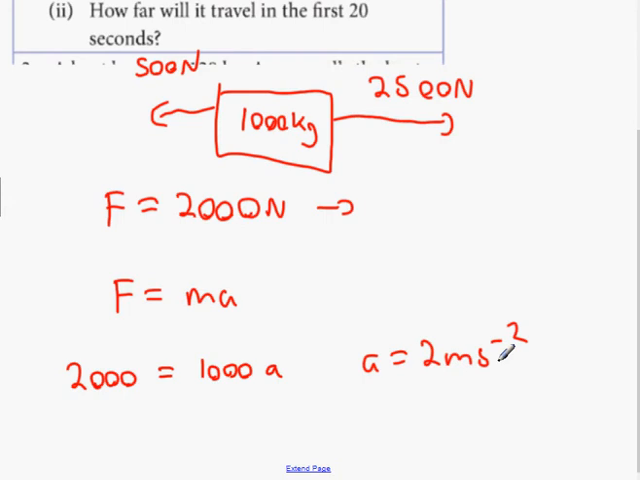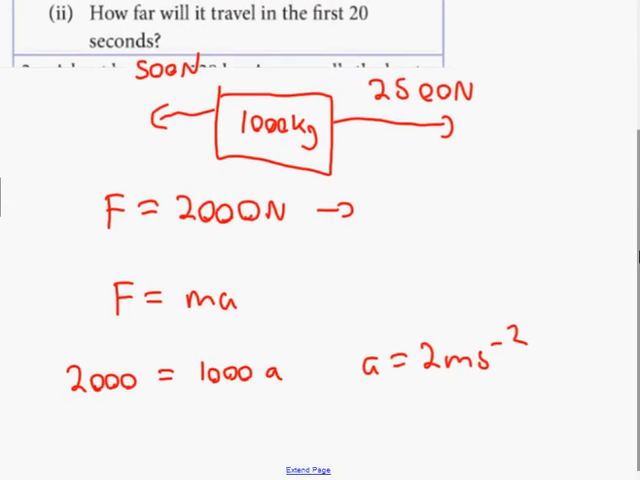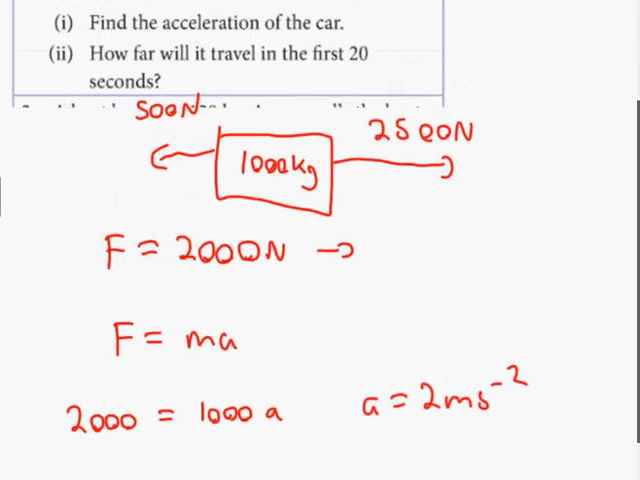Now, once you've done that, it's going to ask you how far will it travel in the first 20 seconds? Because it's a constant acceleration, it doesn't change. It doesn't state that these 500 newtons change, and it doesn't state that the 2,500 output of your engine changes either. So it's what's called a constant acceleration. Therefore, it obeys linear motion, SUVAT. Does it start from rest?